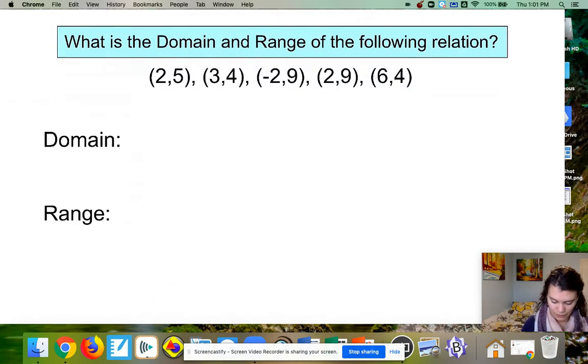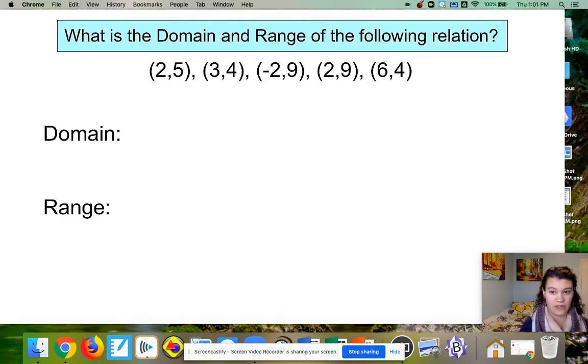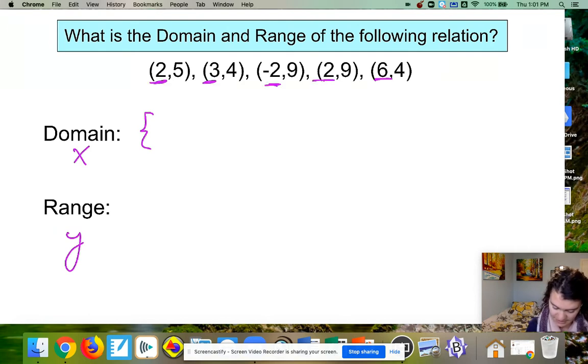So what is the domain and range of this following relation? Domain, this is all your x's, range is all your y's. So we're going to list these out. Here I'm going to list them in order from smallest to biggest. These are 2, 3, -2, 2, and 6. So -2 is going to go first. Then we have 2 2's. You only need to list each thing once. We have a 3 and then a 6. So this would be the domain.